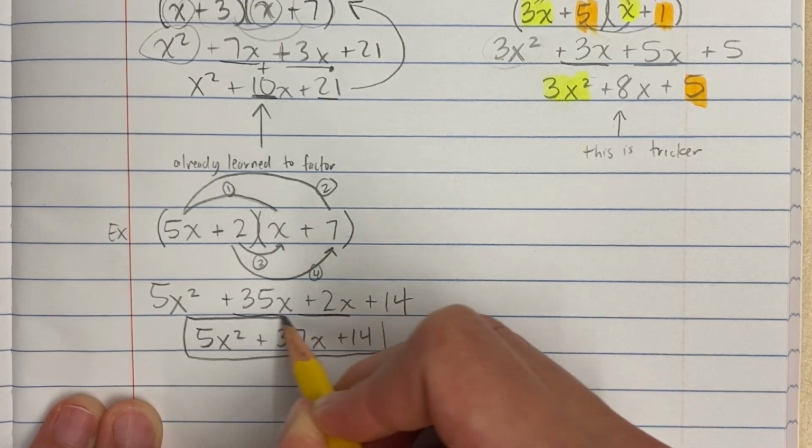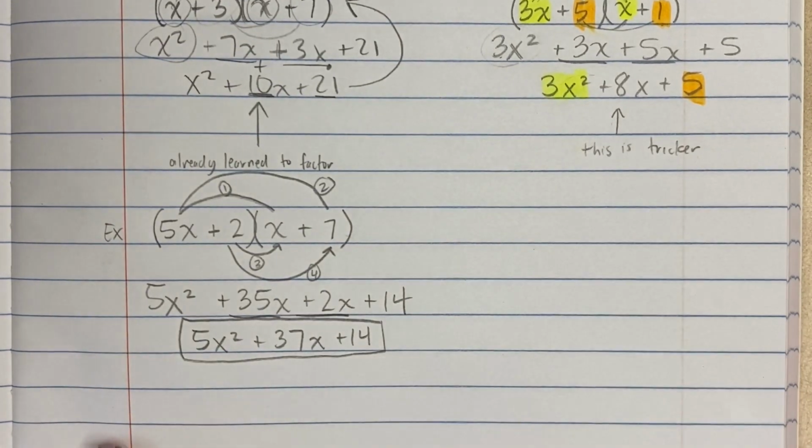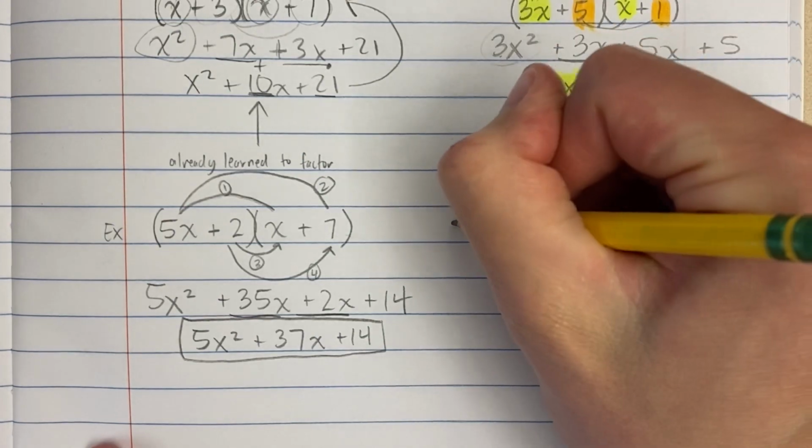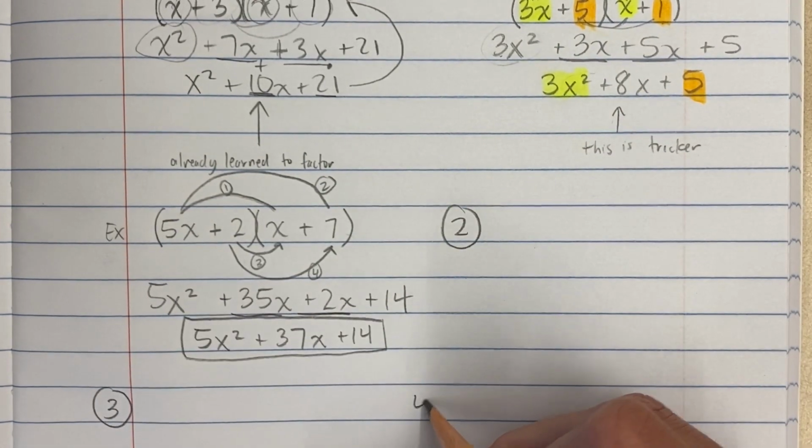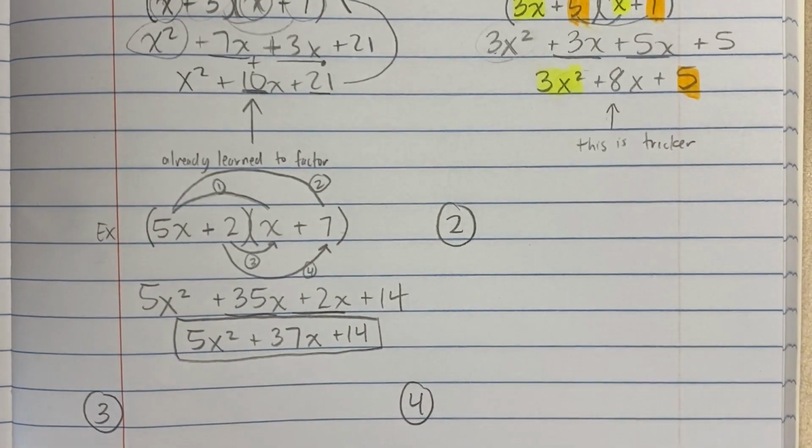So you're going to practice this 3 more times, and then we're going to talk about going in reverse. You're going to do question 2, question 3, question 4 right on this page, and we'll turn the page for the next video.